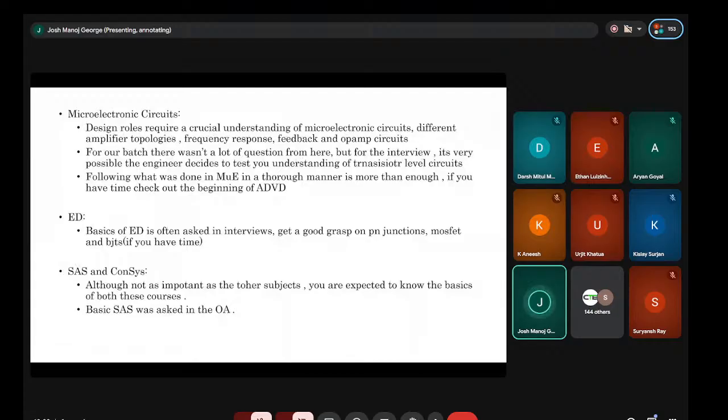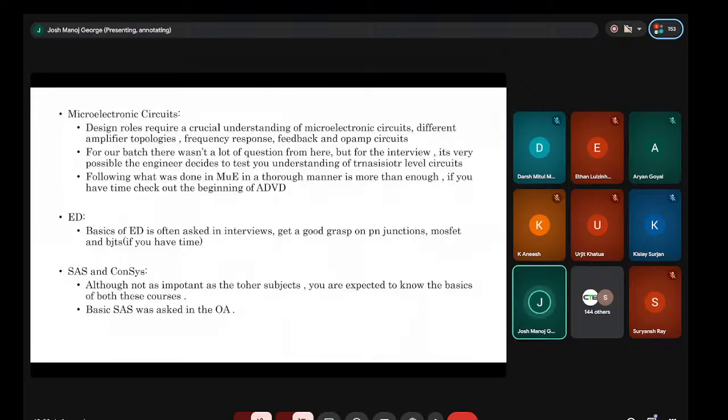Right. Another very important course is microelectronic circuits. If I remember correctly, we didn't have a lot of questions from MUE in the OA, but in the interview, it's very commonly asked, apparently. It's very important that you have a very deep understanding of MUE, the different kinds of amplifier topologies, the frequency response, feedback, and op-amp circuits. This has to be done in a very thorough manner. If you have time, I would suggest looking at the beginning of ADVD, the analog part.